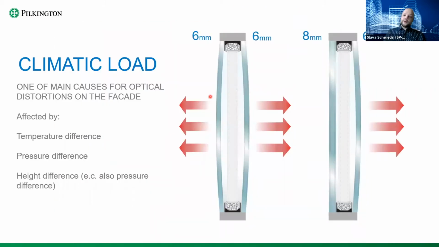Second one, and this is a very important one, is climatic load. Climatic load is usually not about glass breakage, if we are talking about architectural units, meaning tempered, laminated, thick glasses, so all you usually do for architectural projects. But climatic load in this case is mostly affecting the visual look of your building. How will your building look?